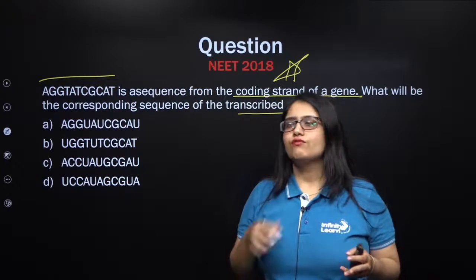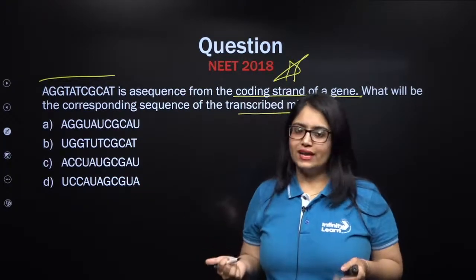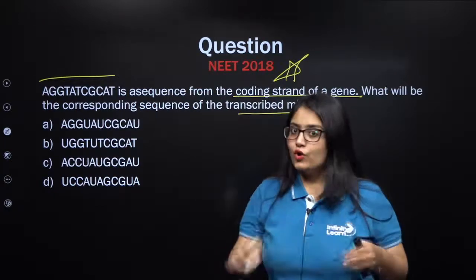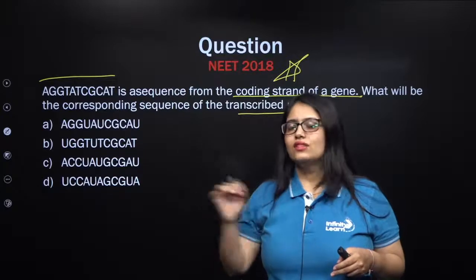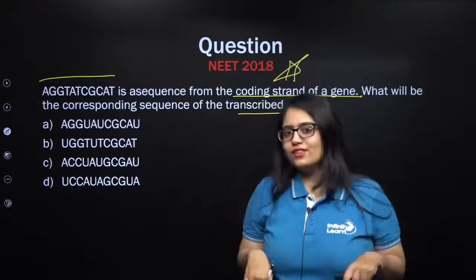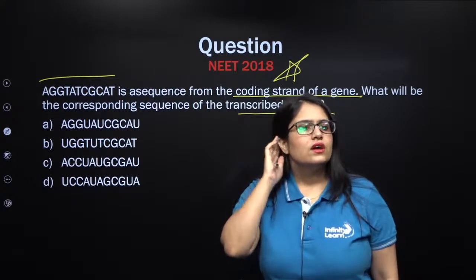Hence, the sequence of nucleotides in mRNA is going to be complementary to the template but identical to the coding strand, but with just one difference: wherever there is T on the coding strand, there will be U on the RNA, because RNA does not have T.